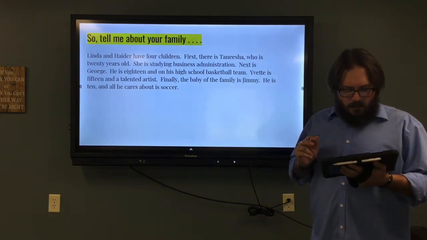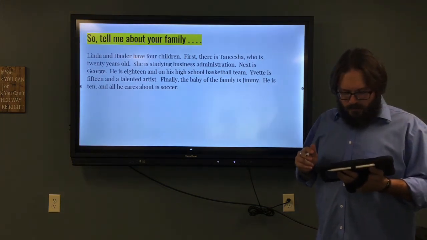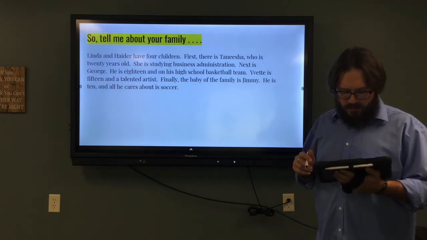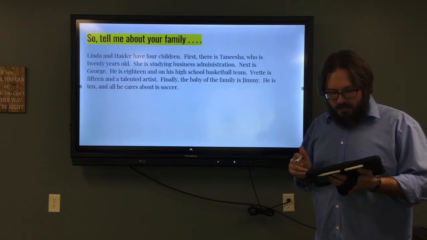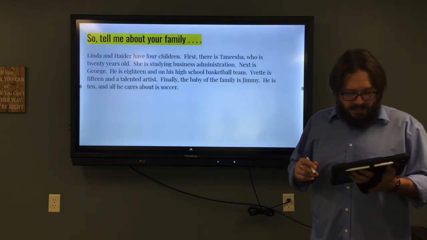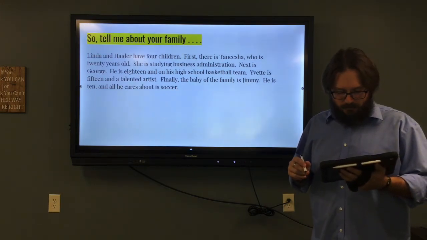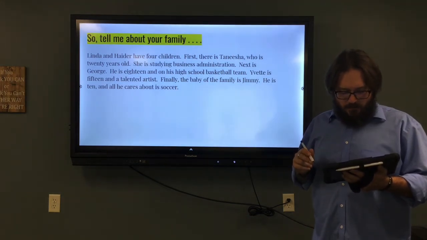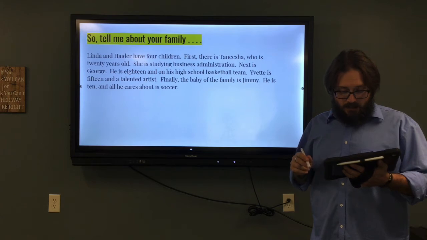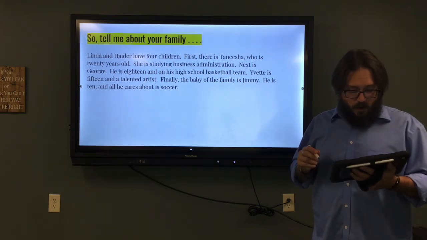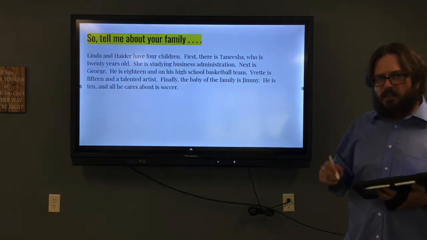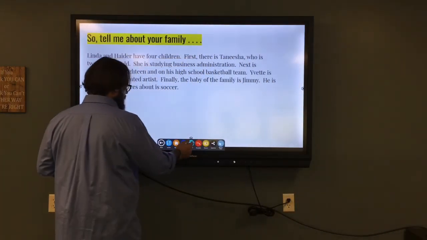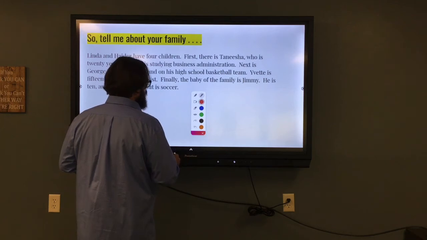Linda and Hader have 4 children. First, there is Tanisha, who is 20 years old. She is studying business administration. Next is George. He is 18 and on his high school basketball team. Yvette is 15 and a talented artist. Finally, the baby of the family is Jimmy. He is 10 and all he cares about is soccer. All right, so let's see if we can identify some of these transitional words.